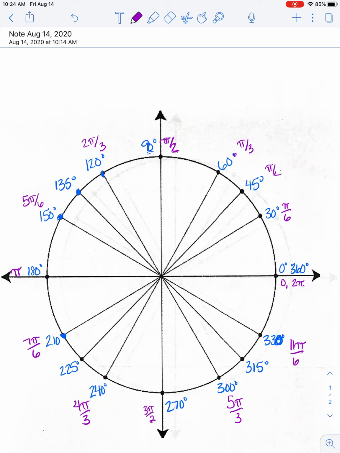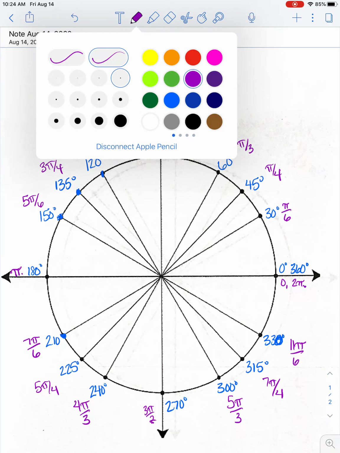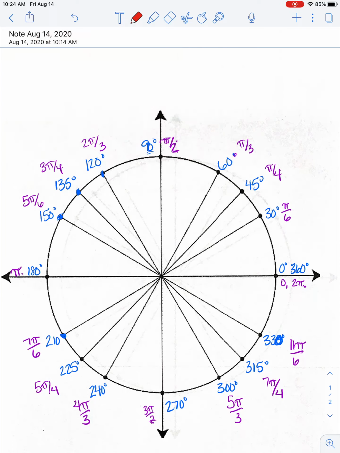Okay, then I'm going to go back and walk it in fourths. Again, remember I'm still counting the north, south, east, west. So 1/4, 2/4, 3/4, 4/4, 5/4, 6/4, 7/4, 8/4.